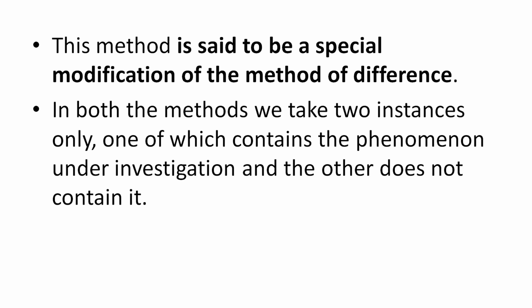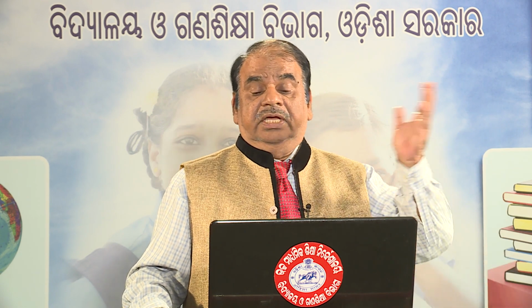And in both the methods, we take two instances only into account. In the method of difference, we take two instances, and also in the method of residues, we take two instances. So, in both the methods, that means the method of difference and the method of residues, we take two instances only, one of which contains the phenomenon under investigation and the other does not contain it. That is how by subtraction we reach the causal relationship.